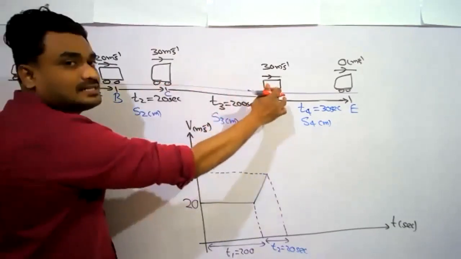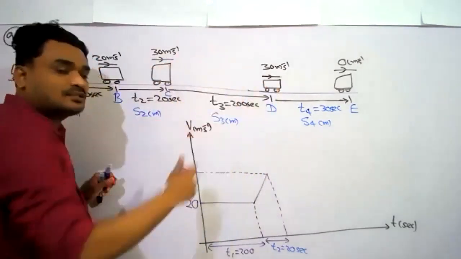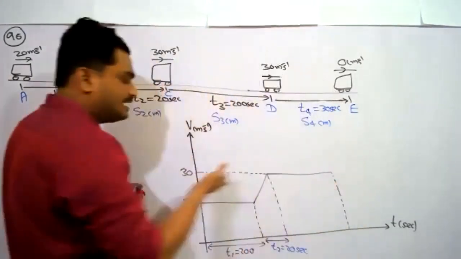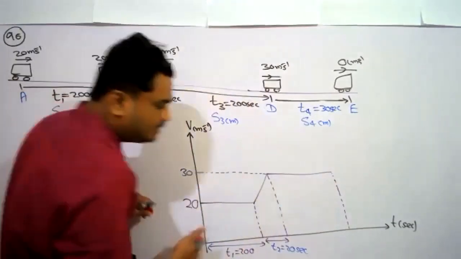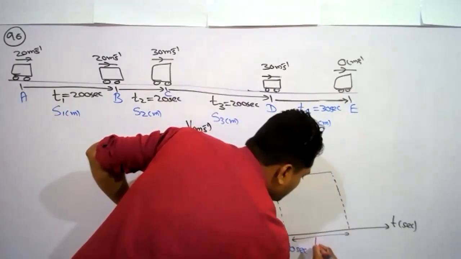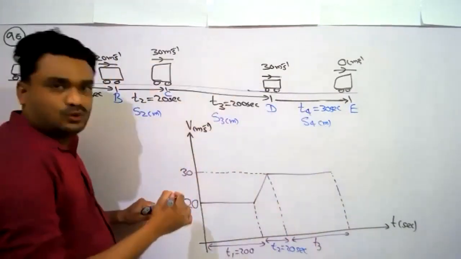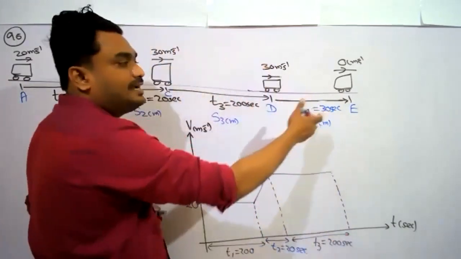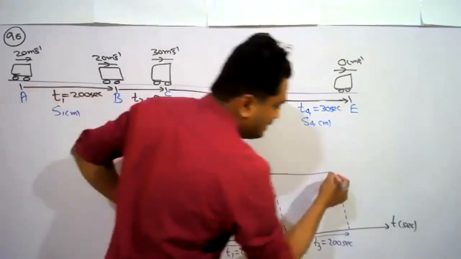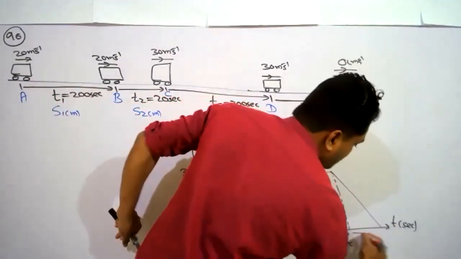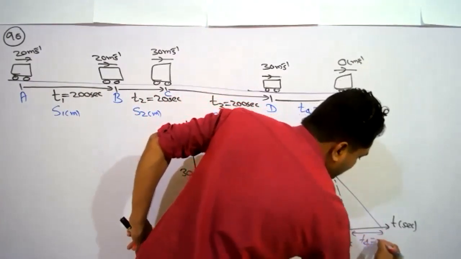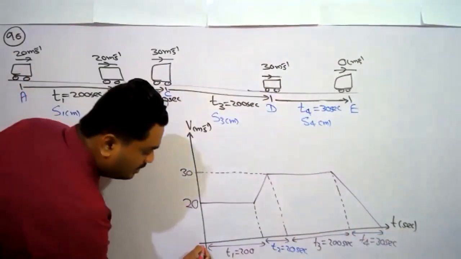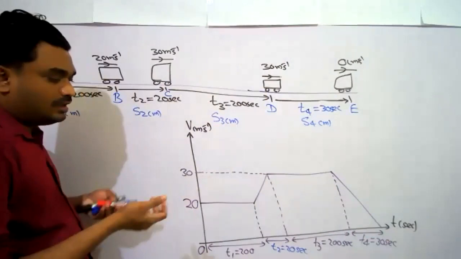Then within the next 200 seconds, velocity is constant. That is 30. So this time duration T3 is 200 seconds. Within the final 30 seconds, the object decelerates and comes to rest. So this is finally 30 seconds. This is the complete velocity-time graph. Velocity here is 0. Draw the graph.